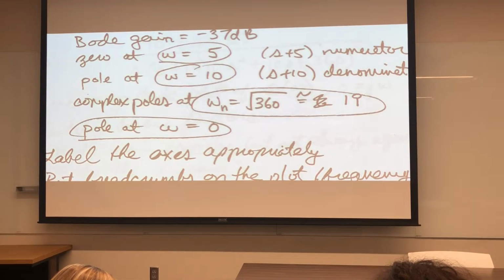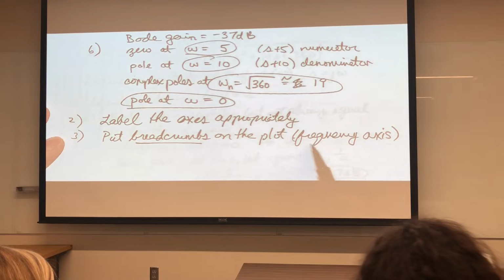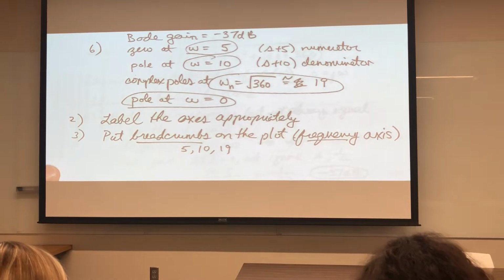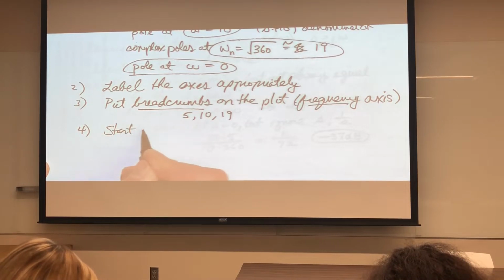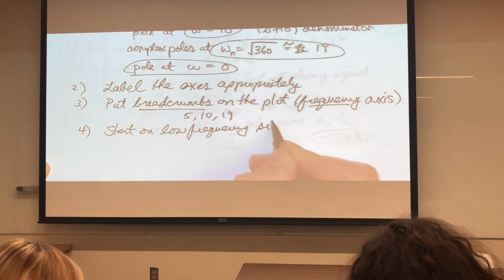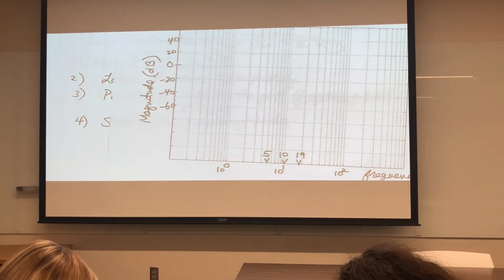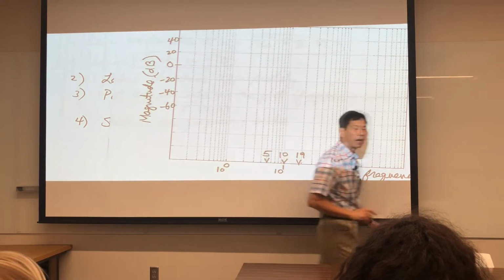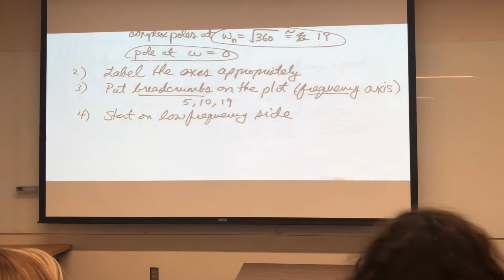Okay, so I put my breadcrumbs on the plot. In this case, it's on the frequency axis, and so the numbers are 5, 10, and 19. They have to go on the plot. Okay. Now the fourth thing that we do is we start on the low frequency side. So that means I pull out my frequency axis and start over here, and I plot, I get the initial slope correct. Okay? Start on the low frequency side.